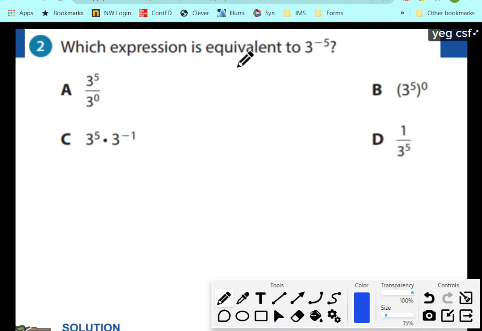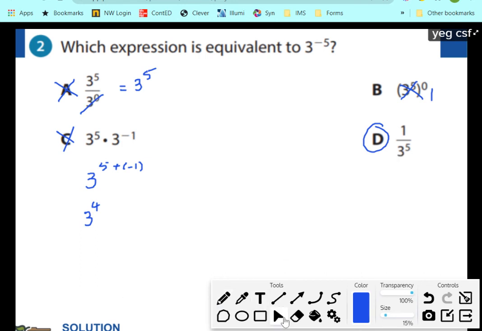Which one is equivalent to 3 to the negative 5? So this is 1 over, that means this is 3 to the 5. So this is not equivalent. And then this one, add these two, right? Same base, you add them. So that's going to be 5 plus negative 1. That means 3 to the 5 minus 1, that is 4. But that doesn't work either. Anything to the power 0 is 1. So this is not. So this is yes. You see this negative exponent, you bring it down, it's a positive exponent. Okay, that's it. Very simple one. Good one. Let's move on to the next question.